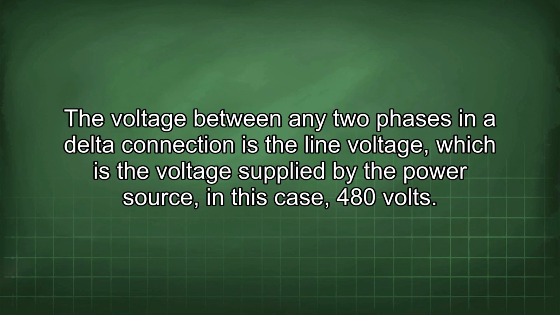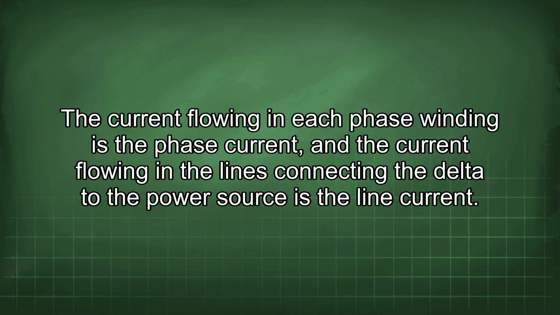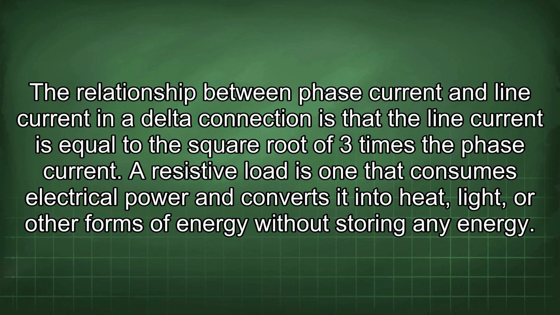The voltage between any two phases in a delta connection is the line voltage, which is the voltage supplied by the power source, in this case 480 volts. The current flowing in each phase winding is the phase current, and the current flowing in the lines connecting the delta to the power source is the line current. The relationship between phase current and line current in a delta connection is that the line current is equal to the square root of 3 times the phase current.